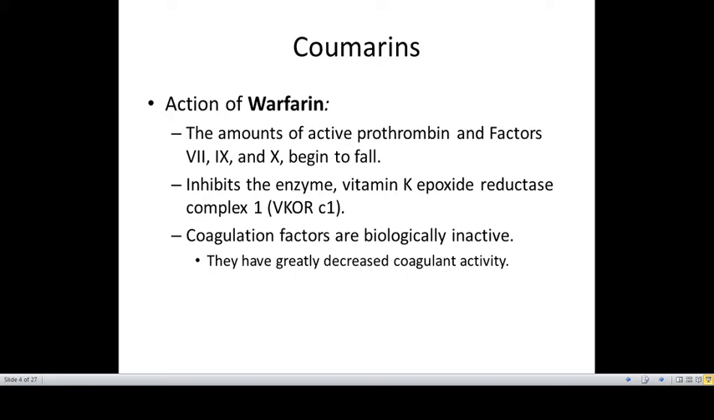After administration of an effective dose of warfarin, the coagulant activity of the blood can decrease to about 20% of normal by the end of 24 hours. Normal coagulation usually returns 1 to 3 days after discontinuing Coumarin therapy.